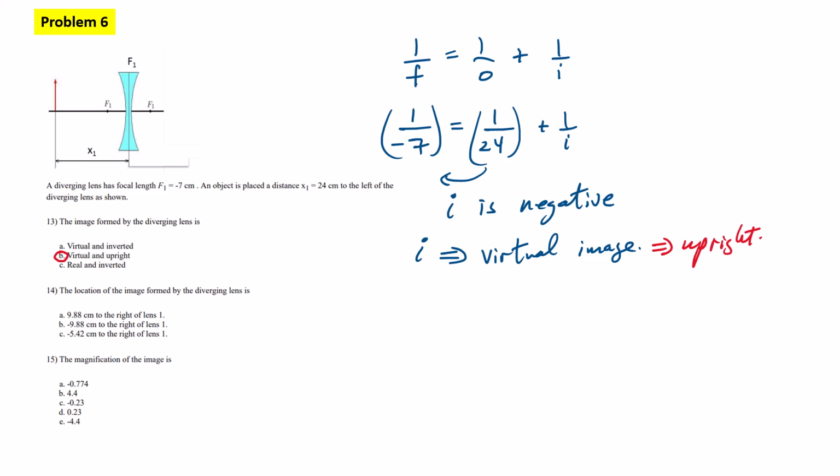All right, what's the next question? The location of the image formed by the diverging lens. Now we actually want to solve for the I value, so I'm just going to carry out this math a little bit further. All you have to do now is isolate. So I have 1 over I equals -1 over 7, and then -1 over 24. Just be careful when you do the math. At the end, you're going to get a value I equal to about -5.42, and I've left everything in centimeters here. And that corresponds to choice C.